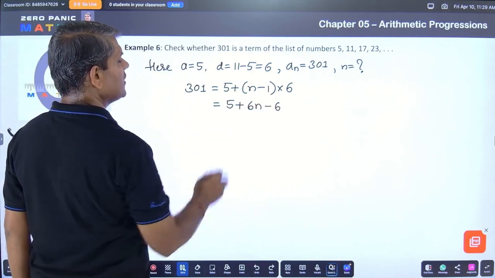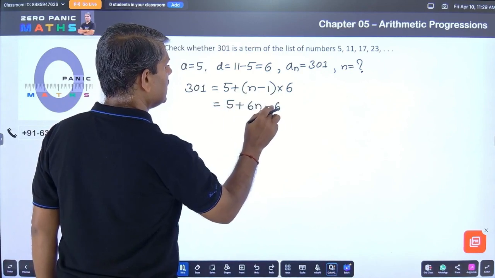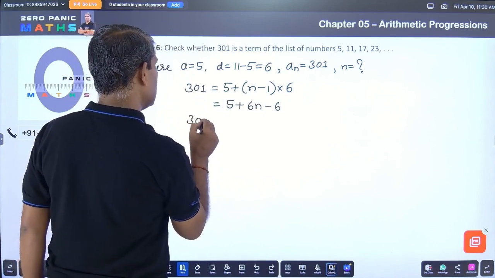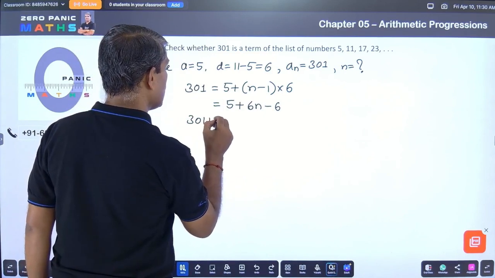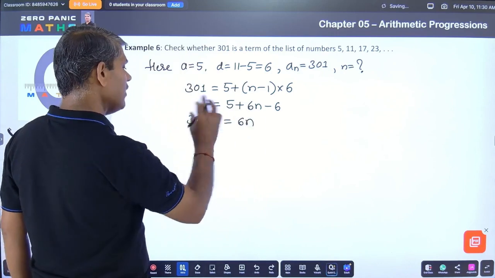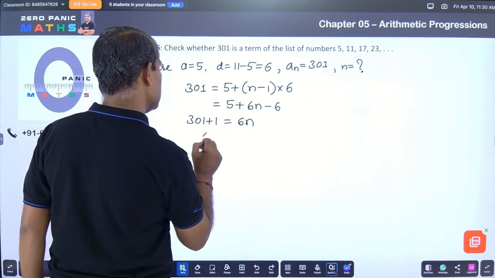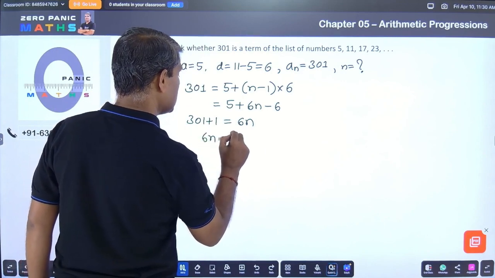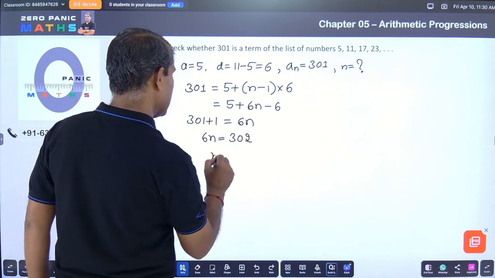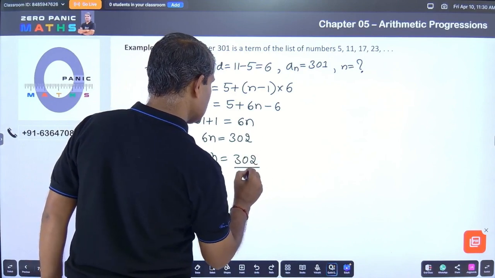6n minus 6. So it is 6n. 5 minus 6 is minus 1. Take minus 1 to this side. It will become 301 plus 1 is equal to 6n. Just switch the values from left to right and right to left. It will be 6n is equal to 302, right? So what is n? n is equal to 302 divided by 6.